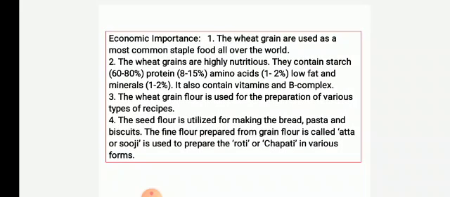The wheat grain flour is used for preparation of various types of recipes. The seed flour is utilized for making bread, pasta, and biscuits. The fine flour prepared from grain flour is called atta or soji. So fine flour is atta or soji. It is used to prepare roti or chapati in various forms.